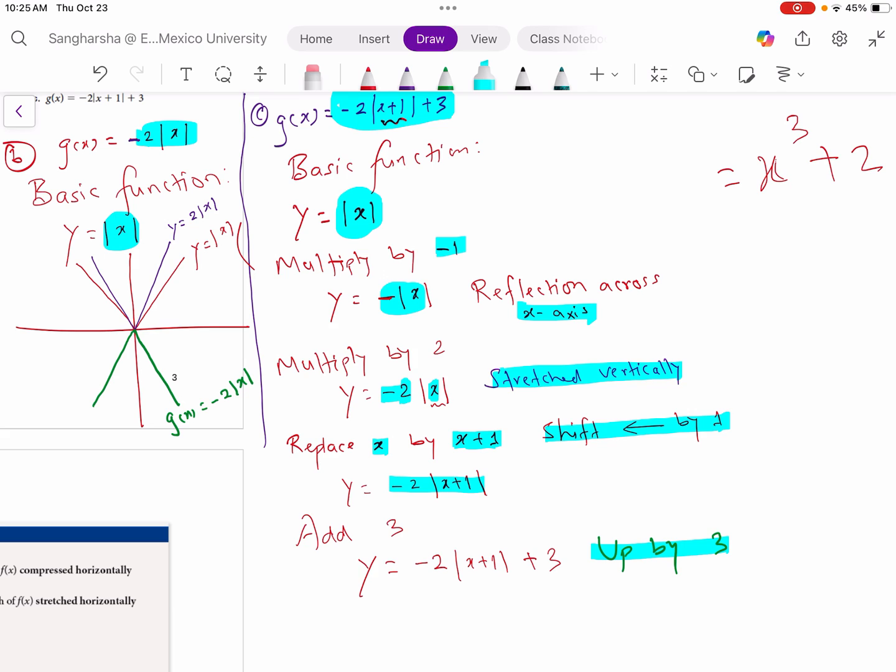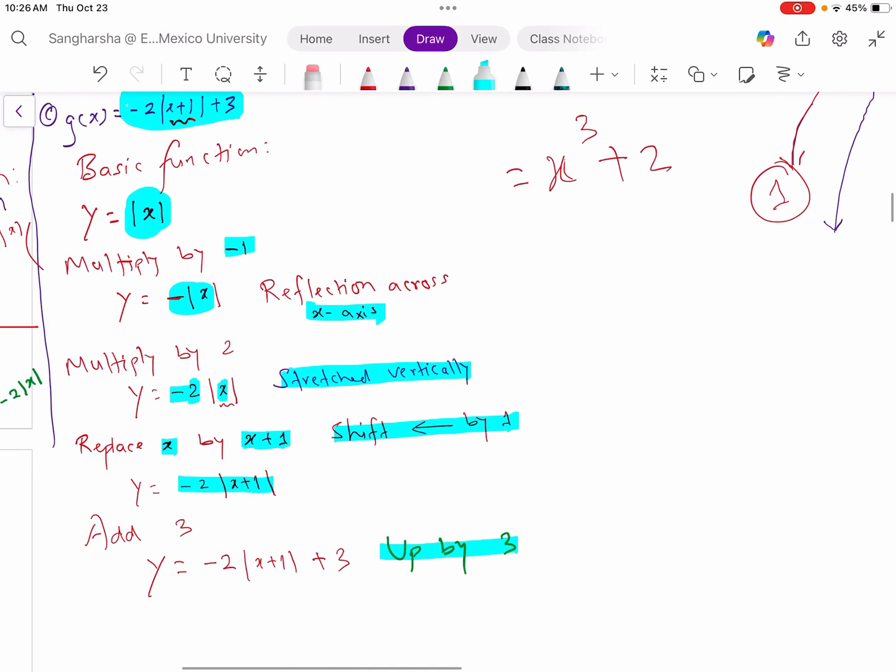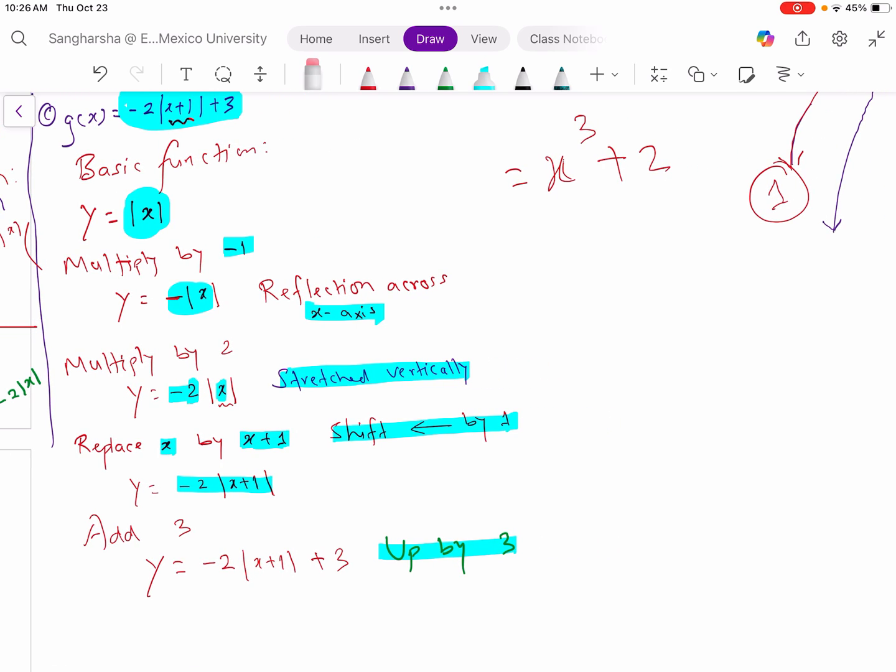Now let's see all these transformations in our graphing calculator. We can also draw here. Okay, so we know how to draw a graph for a basic function, right? So what will be a graph for a basic function?